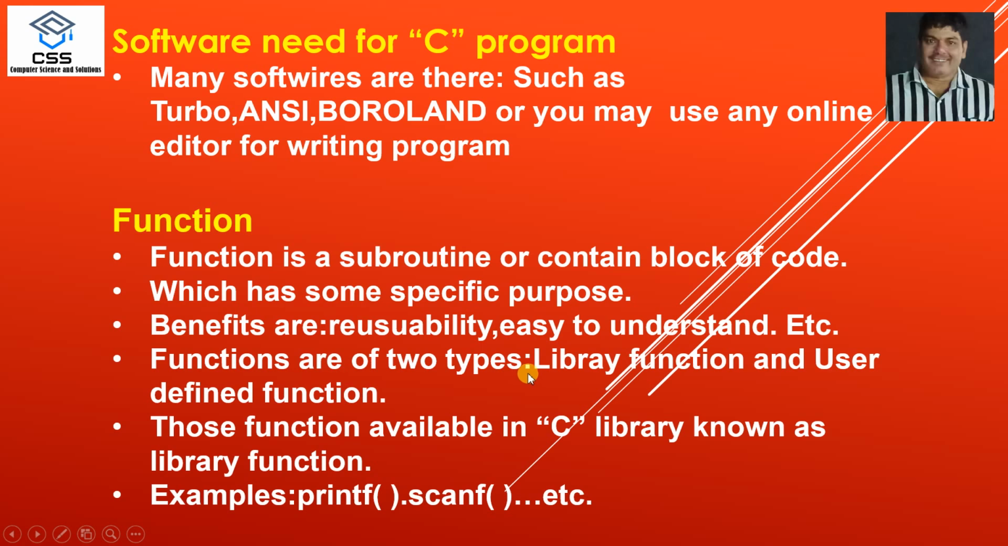Functions are basically classified into two types: library function and user defined function. You can call a library function a predefined function or system defined function, and those functions are available in the C library from the time of manufacture. Many examples are there, such as printf, scanf, gets, puts, clrscr. All are known as predefined functions.